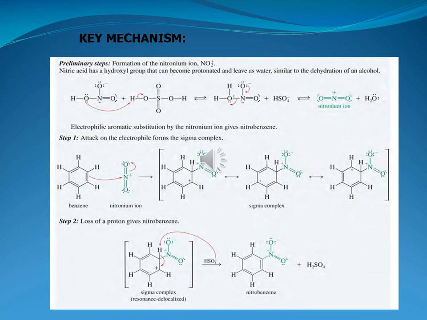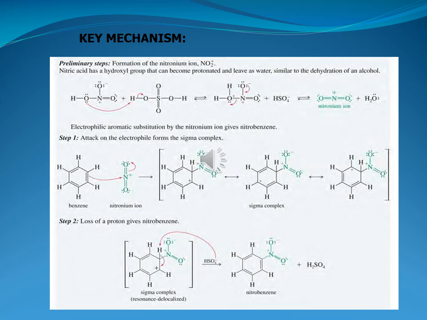The key mechanism of nitration of benzene molecule consists of the following three steps. The first step is a preliminary step in which formation of the nitronium ion takes place. The second step is attack on the electrophile that forms the sigma complex. The third step is loss of a proton to give nitrobenzene. Let's see the details of these steps.